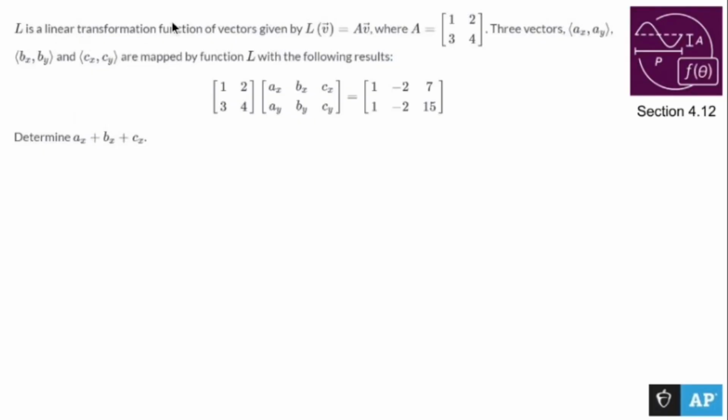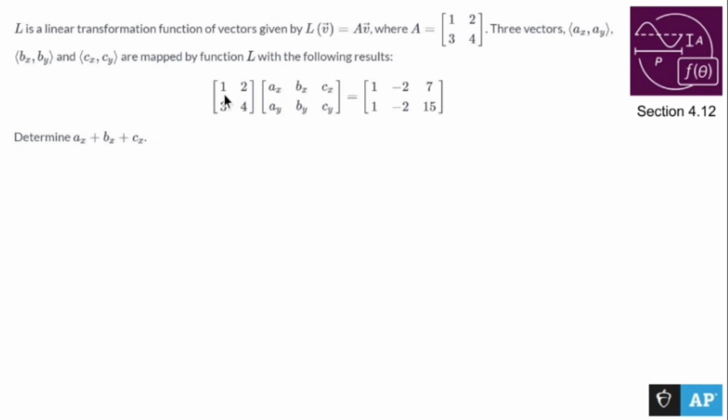L is a linear transformation function of vectors given by that equals that. Basically, A times the vector matrix. So this would be my A. This would be my vector matrix. It tells me that right there. 3 vectors with the A's, with the B's, and with the C's are mapped below. So A's, B's, C's, okay, very good, are mapped with the function L, and the following results are given as such. Determine that plus that plus that.